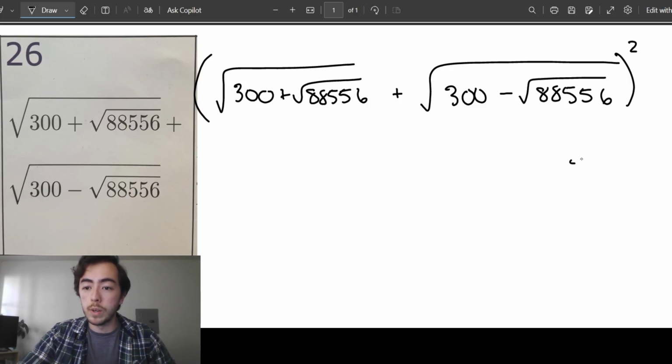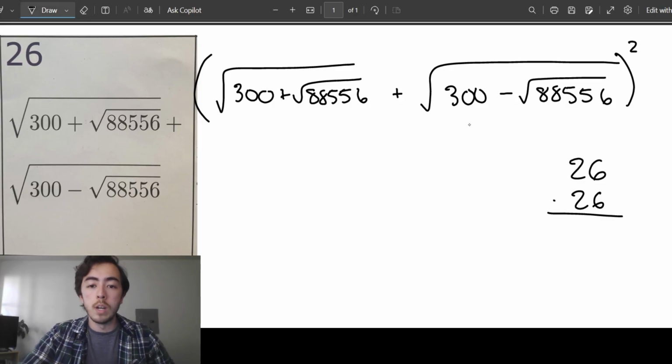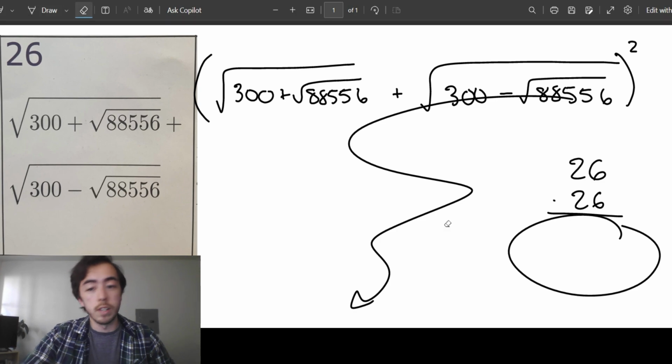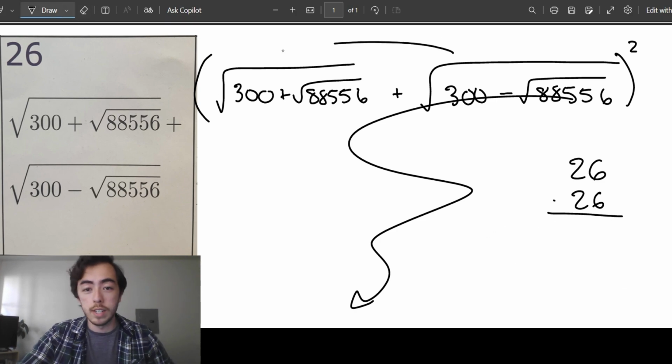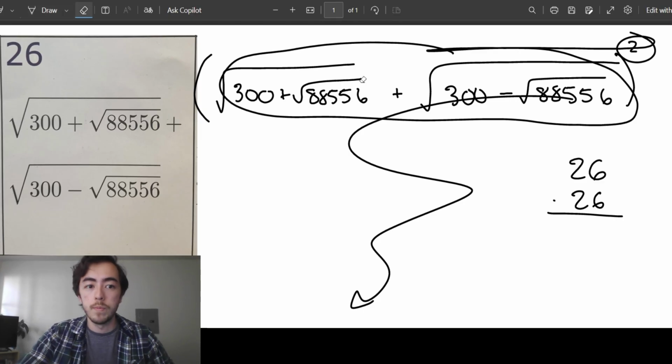I am going to quickly do 26 squared off to the side right here, and I'll just do 26 times 26 with the standard multiplication procedure. And so once we get a number at the end of all of this computation, hopefully it'll match the one that I'm getting right here for 26 squared. Because again, this number is 26 and I'm now squaring it.